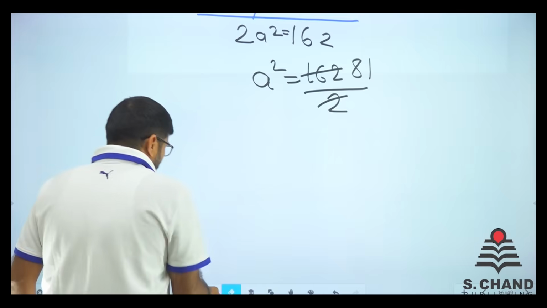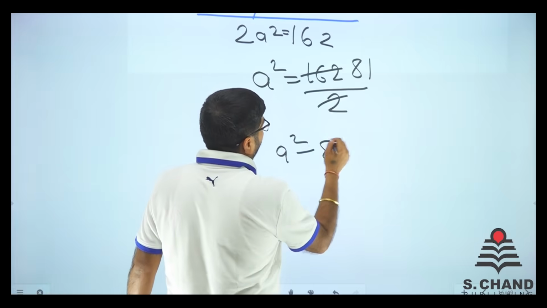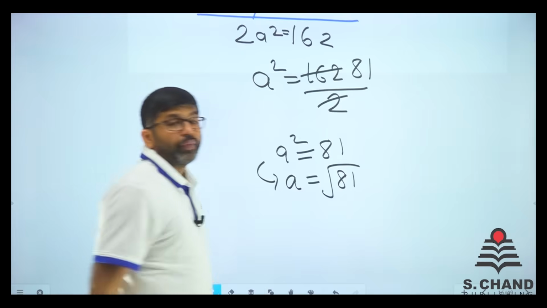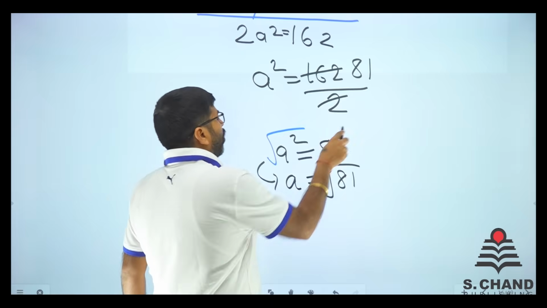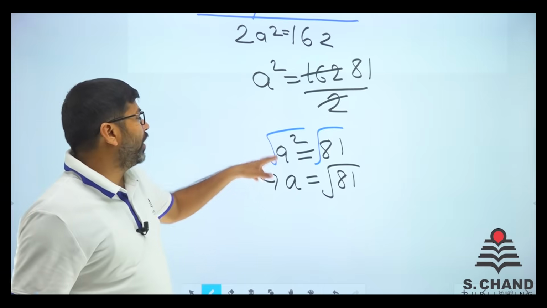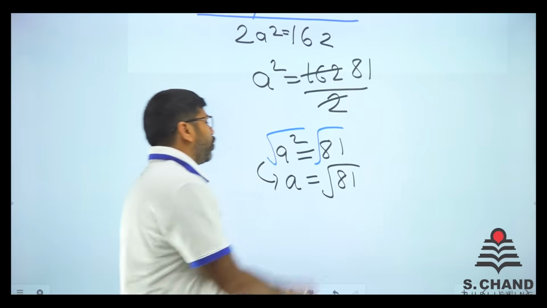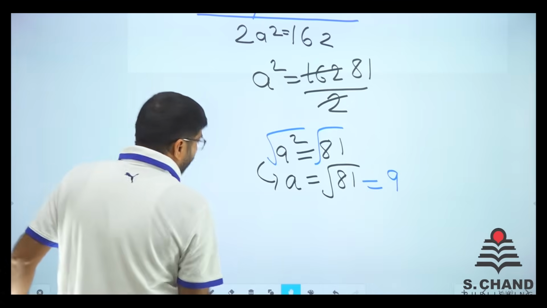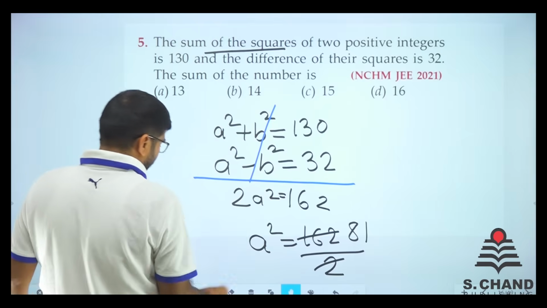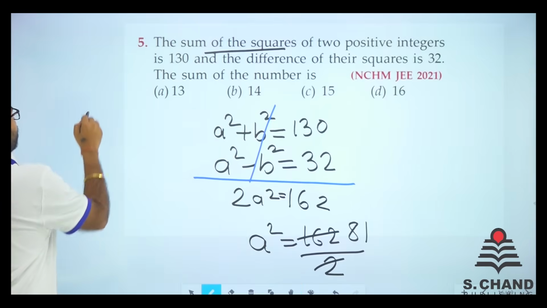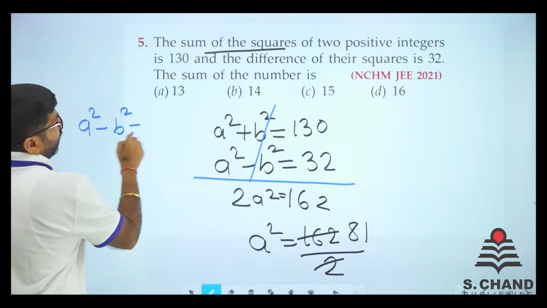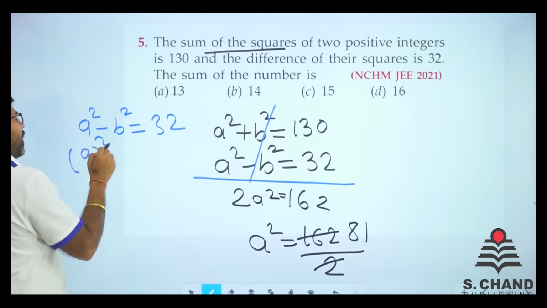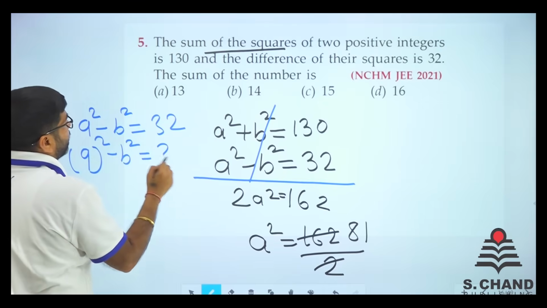If a square is equal to 81, that means a is equal to root 81. What we did was just the same thing on both sides: we put a root. So the root of a square, a will remain. And root 81 is equal to 9. So a is given as 9, right? We have just found a. Now we come to this. We have a square minus b square is equal to 32, right? So a is 9, so 9 square minus b square is equal to 32.